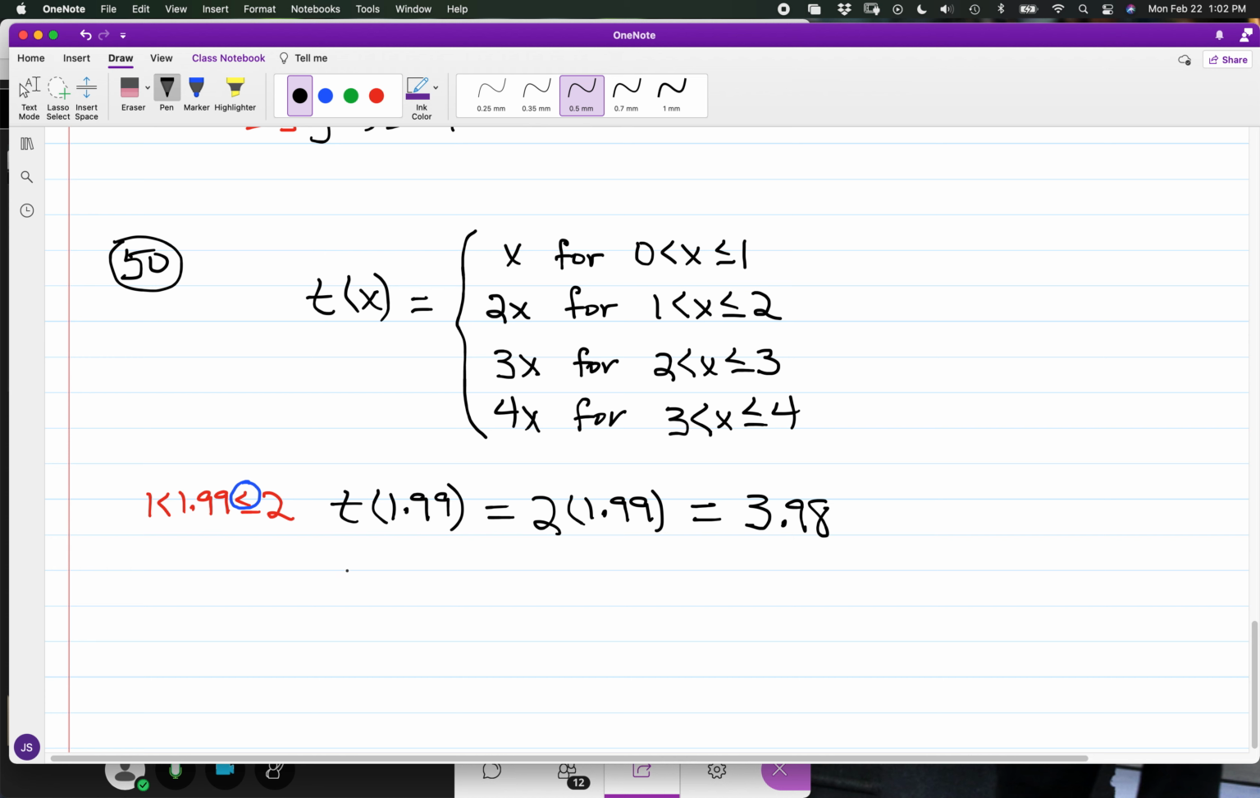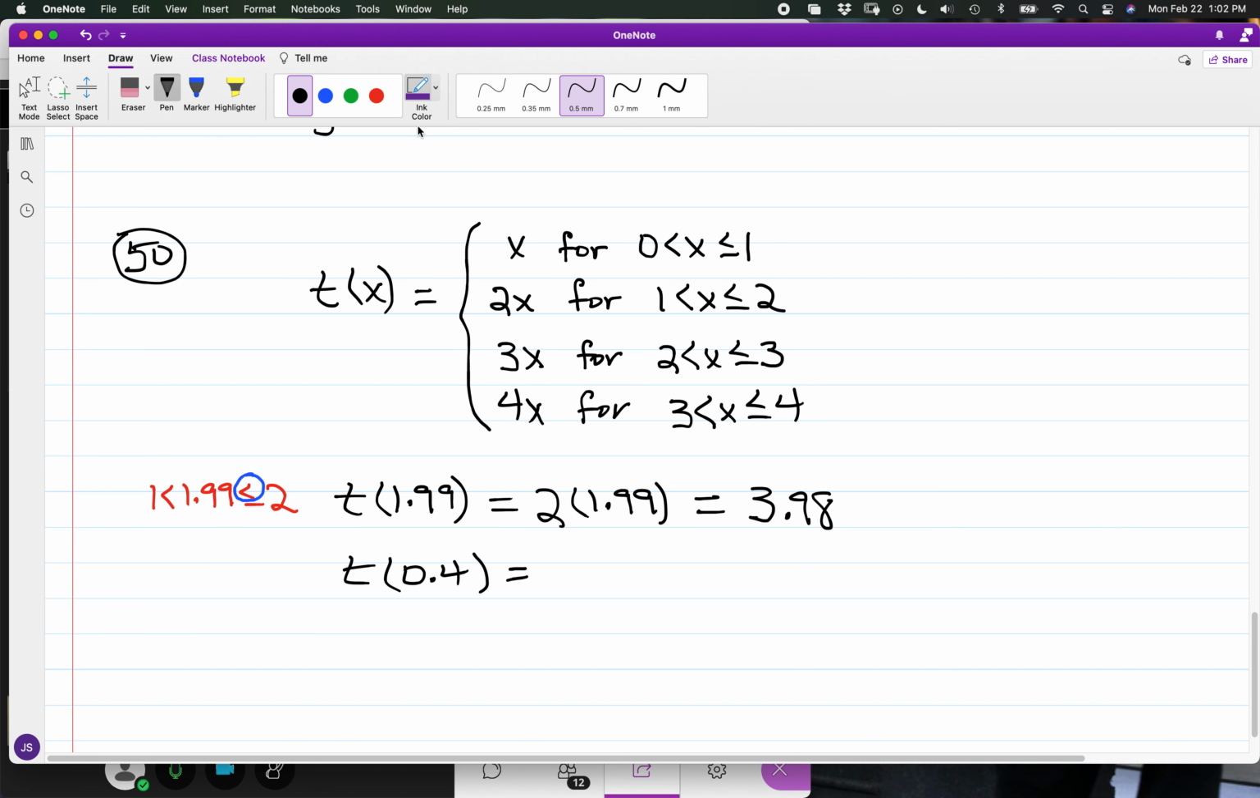Now, shifting gears, we're going from 1.99 for the input to 0.4. And 0.4 will belong to the first compound inequality. So 0 is less than 0.4, that is true, and 0.4 is less than or equal to 1, that is also true, thanks to the less than portion. And in this case, t of x is equal to x. With x at 0.4, t of 0.4 is equal to 0.4.